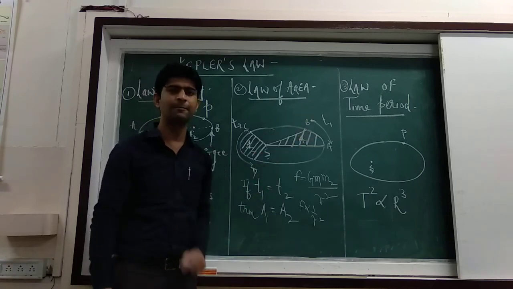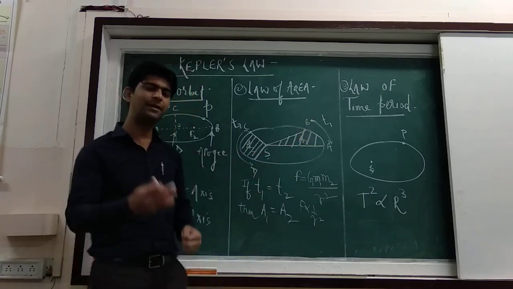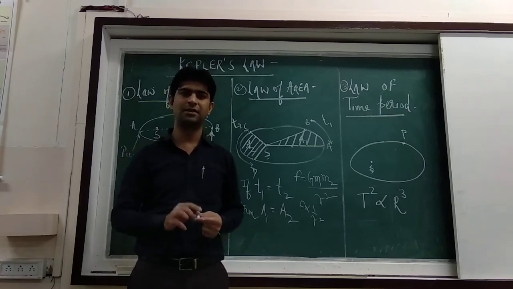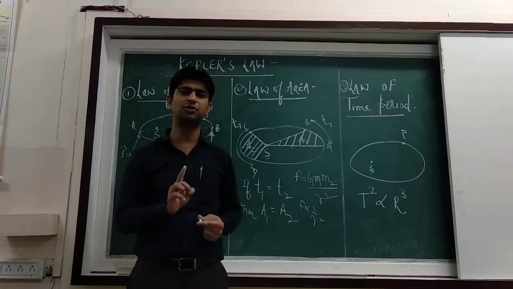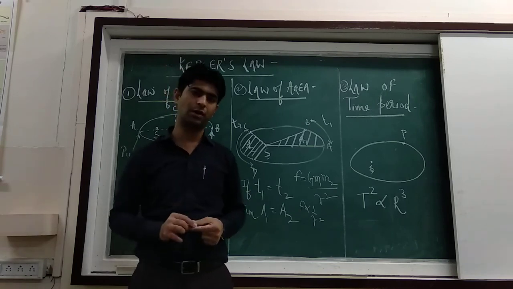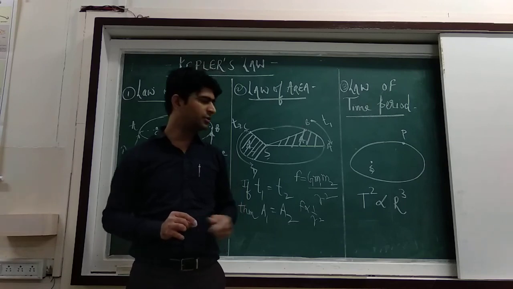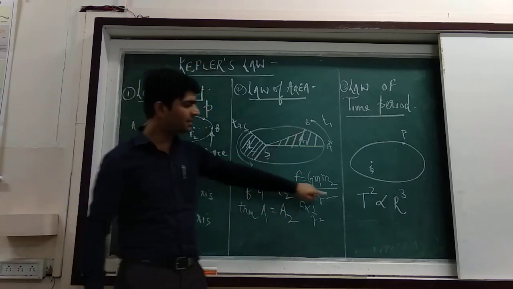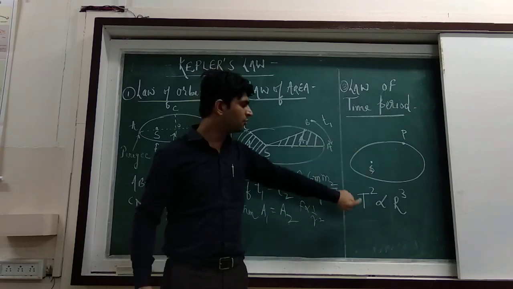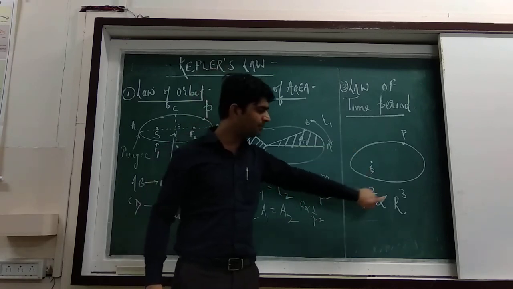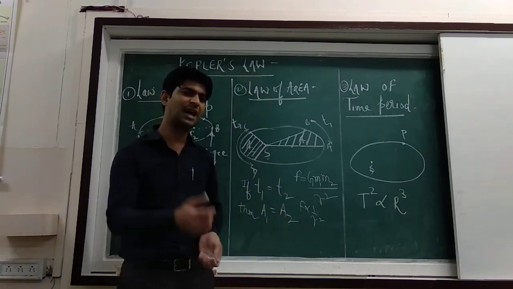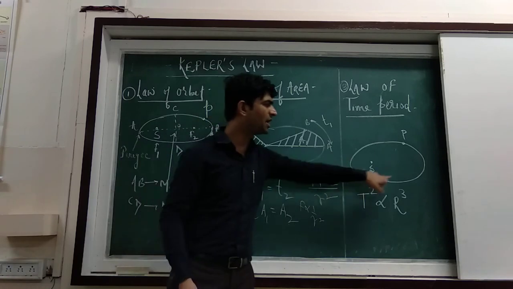Coming to the third point, that is the law of time period. Time period simply means the revolution of the planet takes a certain duration to complete one revolution. So the time taken by the planet to complete one revolution around the sun is called the time period. This law states that the square of the time period, that is T, again this is the elliptical orbit, will be directly proportional to the average distance between the sun and planet. Why are we saying average distance? Because the distance is variable at every point.